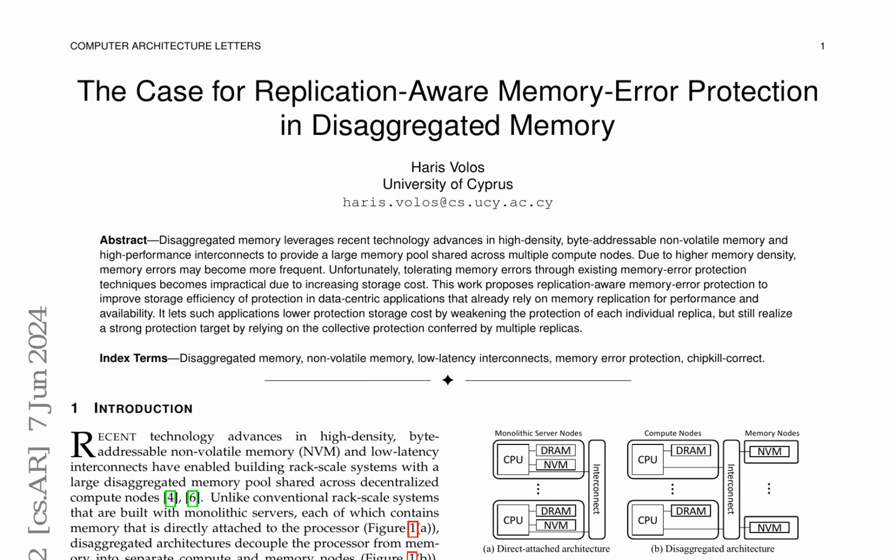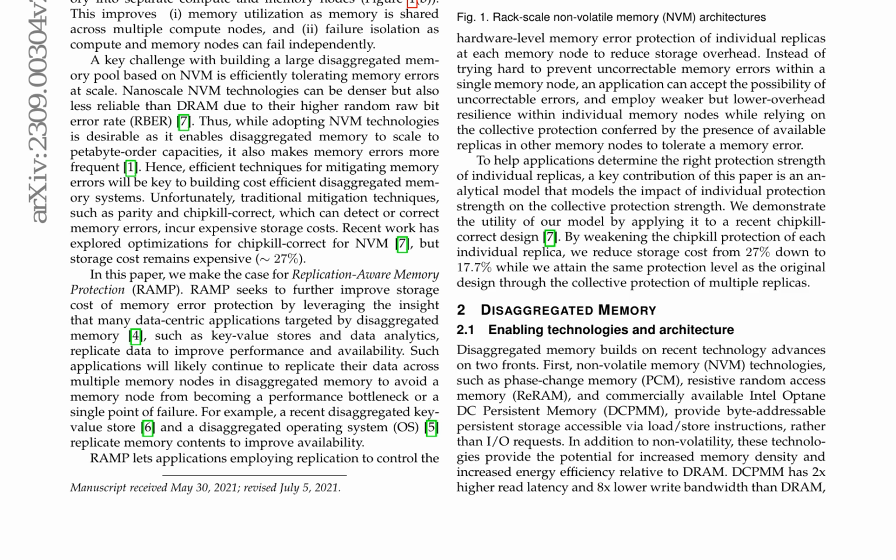Traditional memory error protection techniques, such as parity and chipkill correct, incur expensive storage costs, making them impractical for large-scale systems. This work introduces replication-aware memory protection, RAMP, to enhance storage efficiency of protection in data-centric applications that already rely on memory replication for performance and availability.